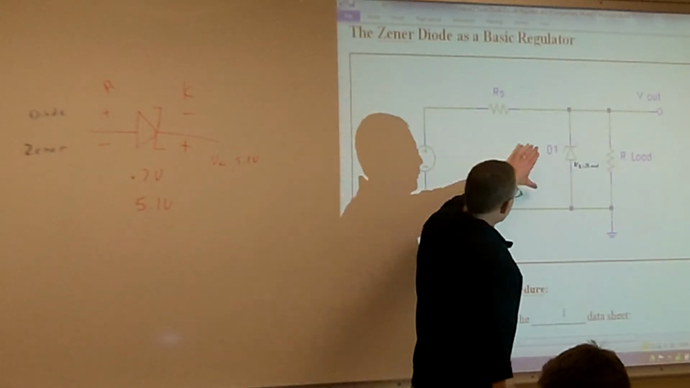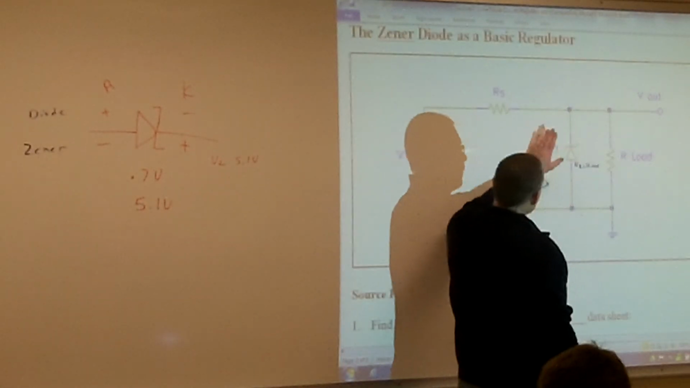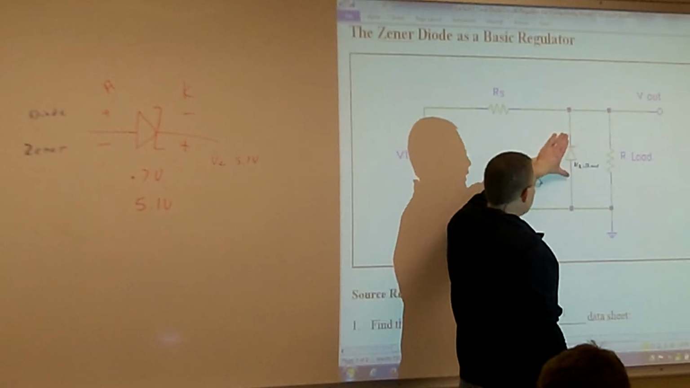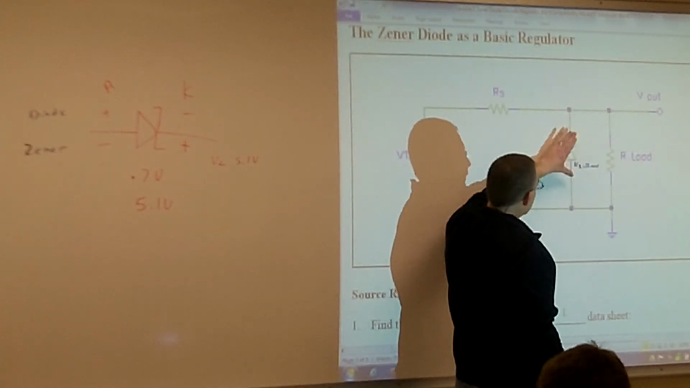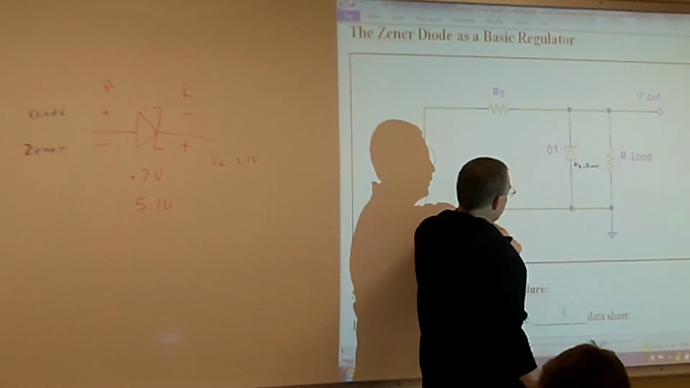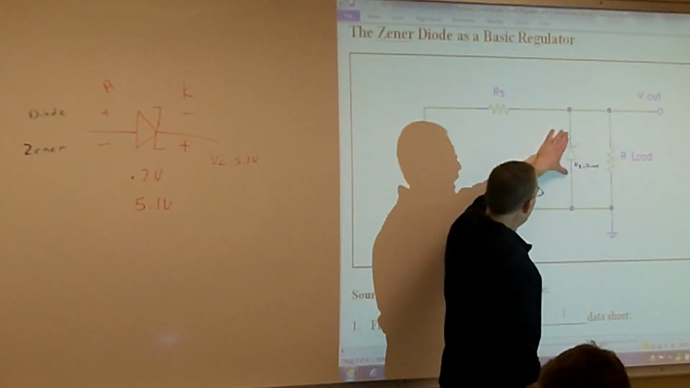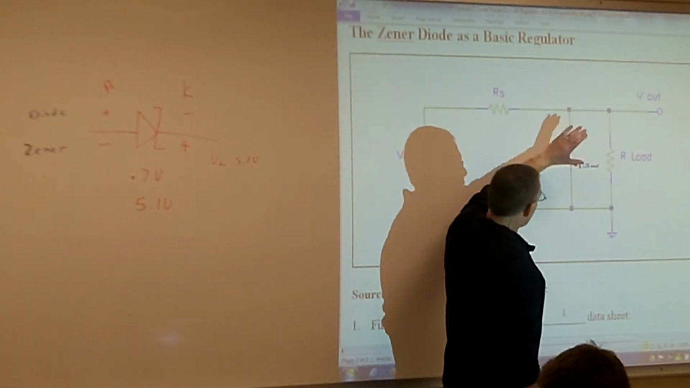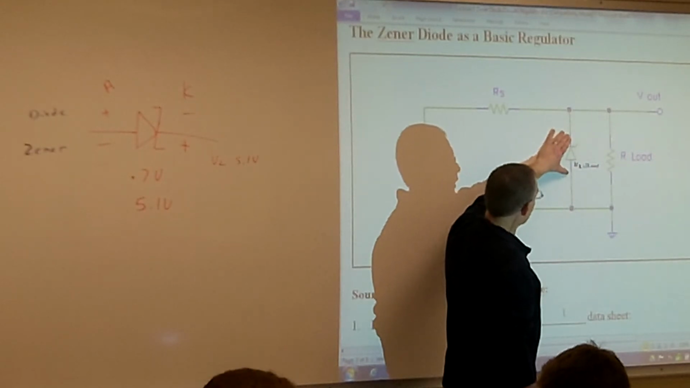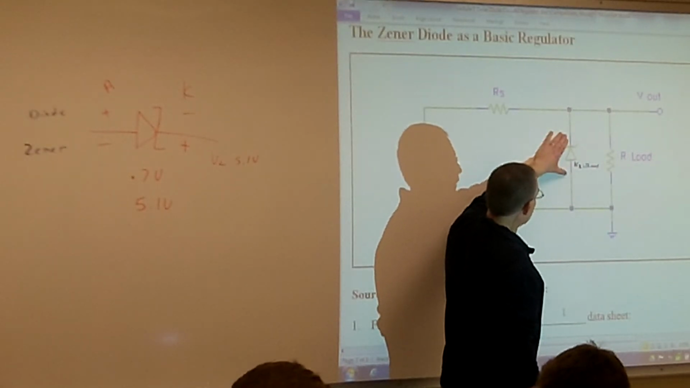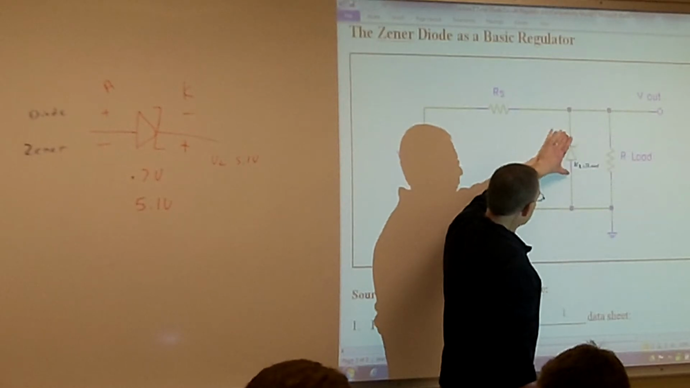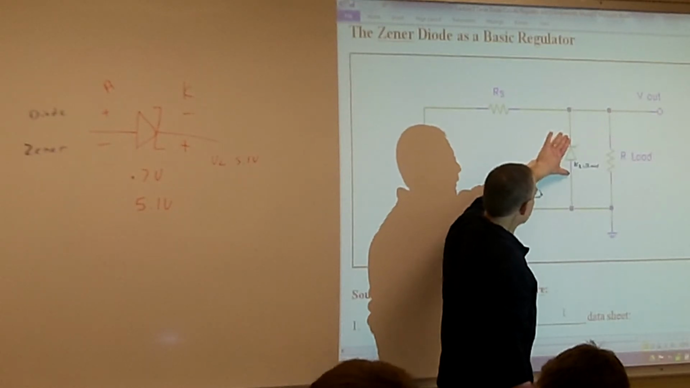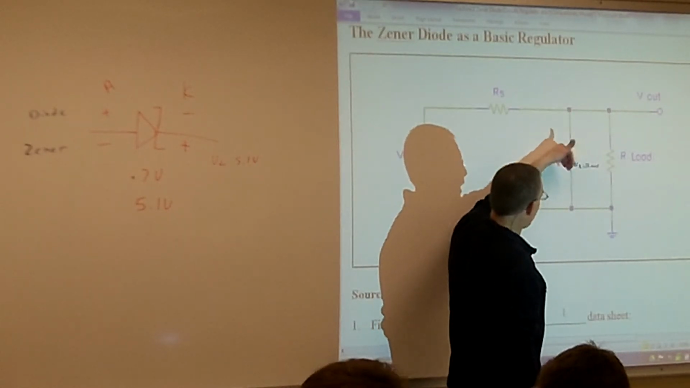Now this is where it gets a little tricky, because there are certain things we have to watch out for. Since diodes are current-driven devices, we need to maintain not just the voltage potential across it, but also a certain amount of current going through that Zener. If we don't maintain enough current going through that Zener, then it's going to drop out of regulation.